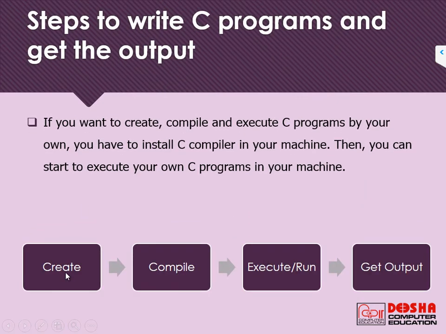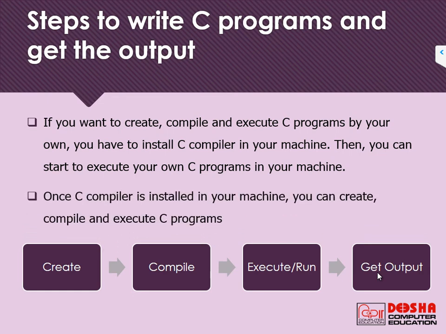So basically there are steps. Number 1, create the program. Number 2, compile the program. Number 3, execute the program, run it, and get the output. If you want to create, compile and execute C programs on your own, you have to install a C compiler on your machine first. Once a C compiler is installed, you can write, compile and execute the code and get the output. These are the steps to write a program and to understand how it works.